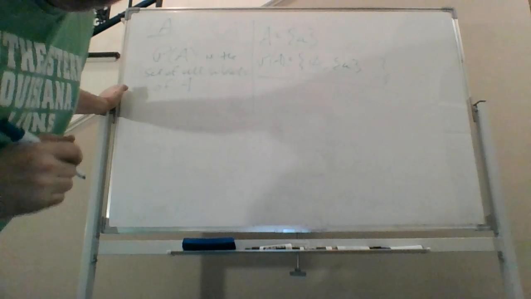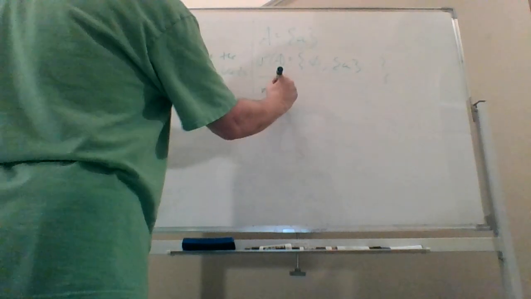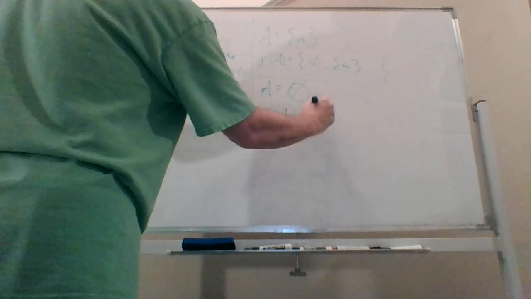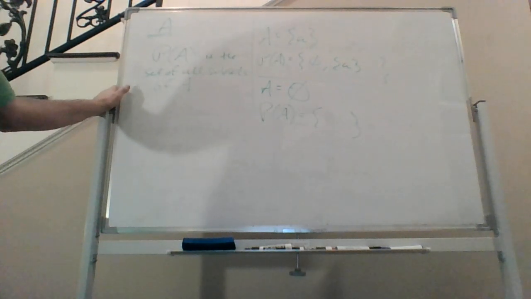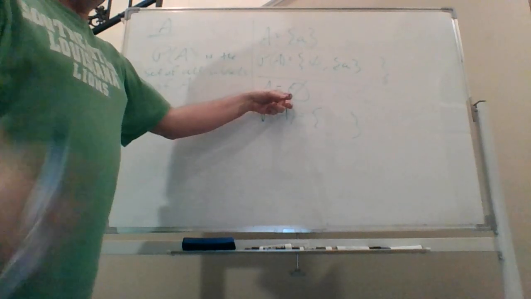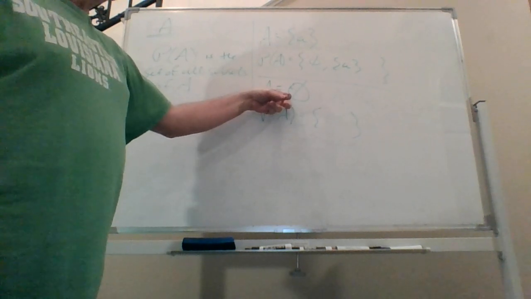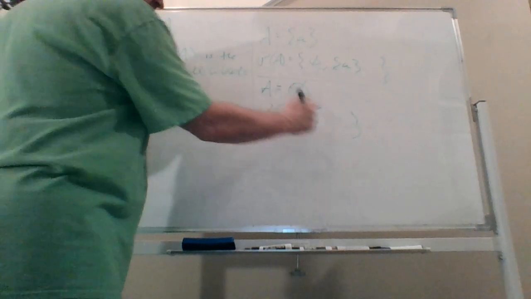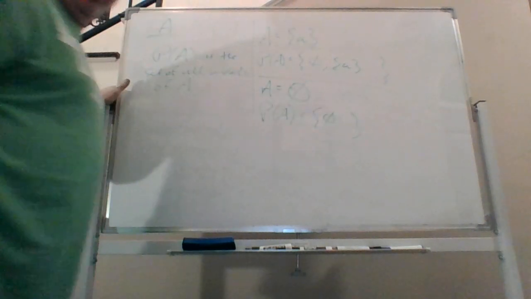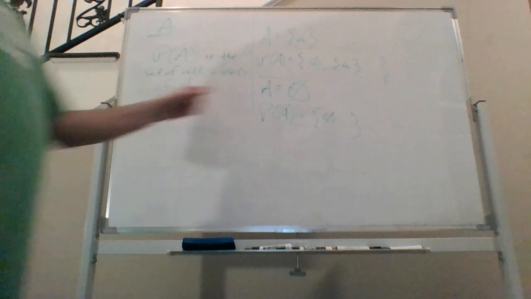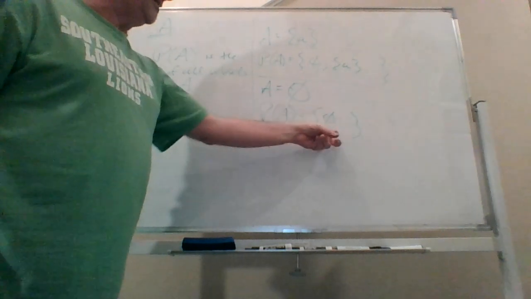The next example says, suppose A is just the empty set. So A is the empty set. What's the power set of A? Now remember, the power set is the set of all subsets of A. We learned earlier the empty set's a subset of every set. So it doesn't matter what's here, the empty set's always going to be in the power set of any set, because the empty set's a subset of every set. There are no other subsets of the empty set, so that's it.